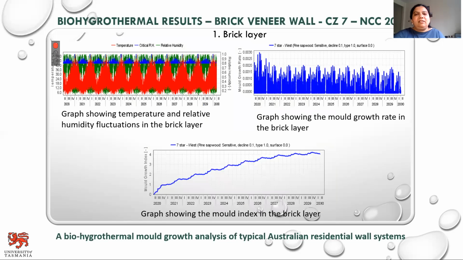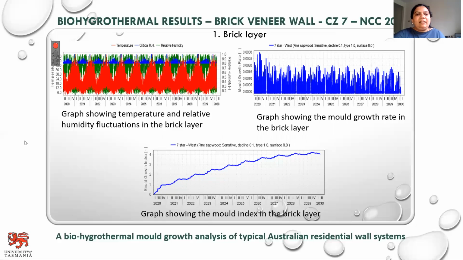This slide shows the results of the brick layer within the brick veneer wall system, and this simulation is carried out for a 10-year span. This is done for climate zone 7, Hobart climate, as per National Construction Code 2019 regulations, which is for the 7-star. And the result for this layer is shown in red, which indicates unacceptable results.